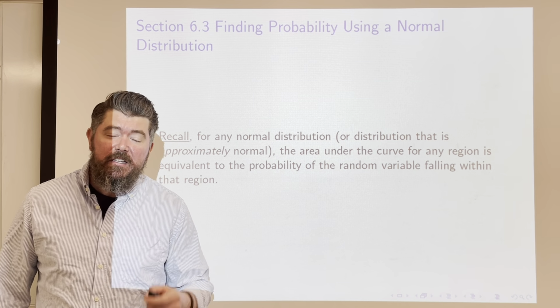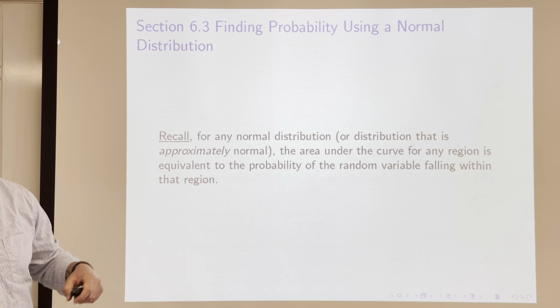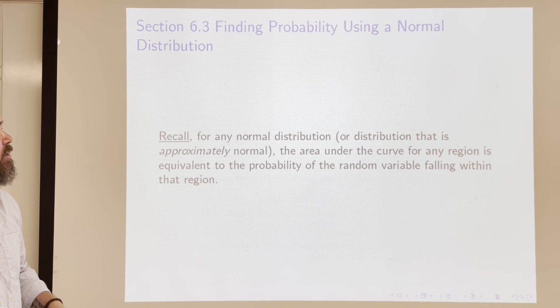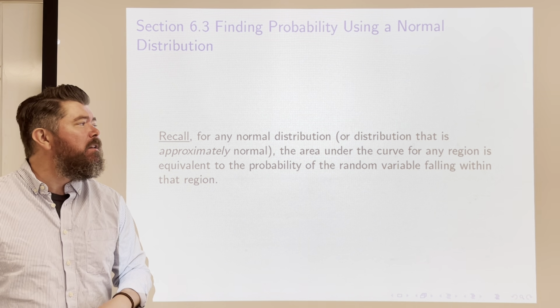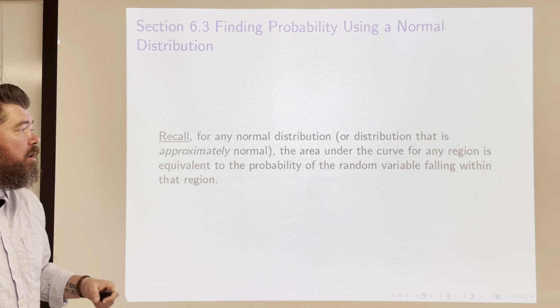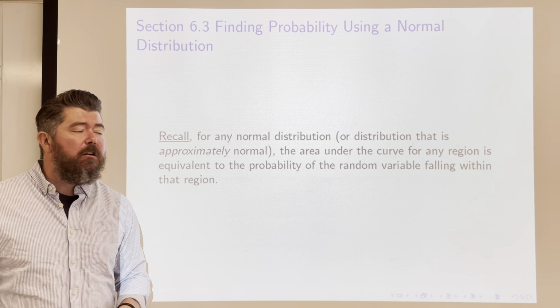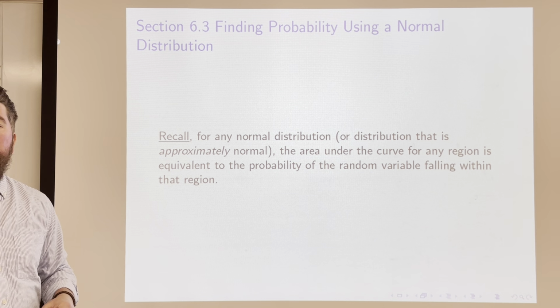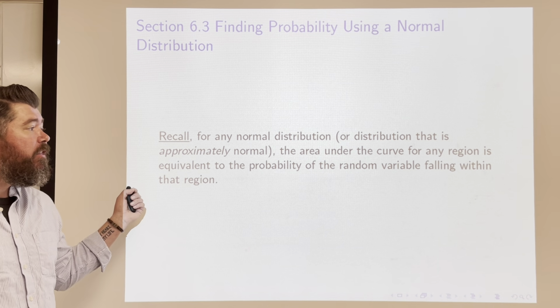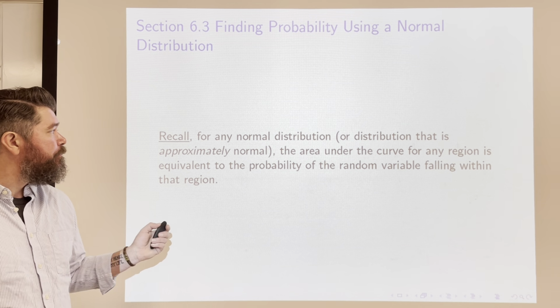Hi class, today we'll discuss section 6.3, finding probability using a normal distribution. Recall, for any normal distribution or distribution that is approximately normal, the area under the curve for any region is equivalent to the probability of the random variable falling within that given region.